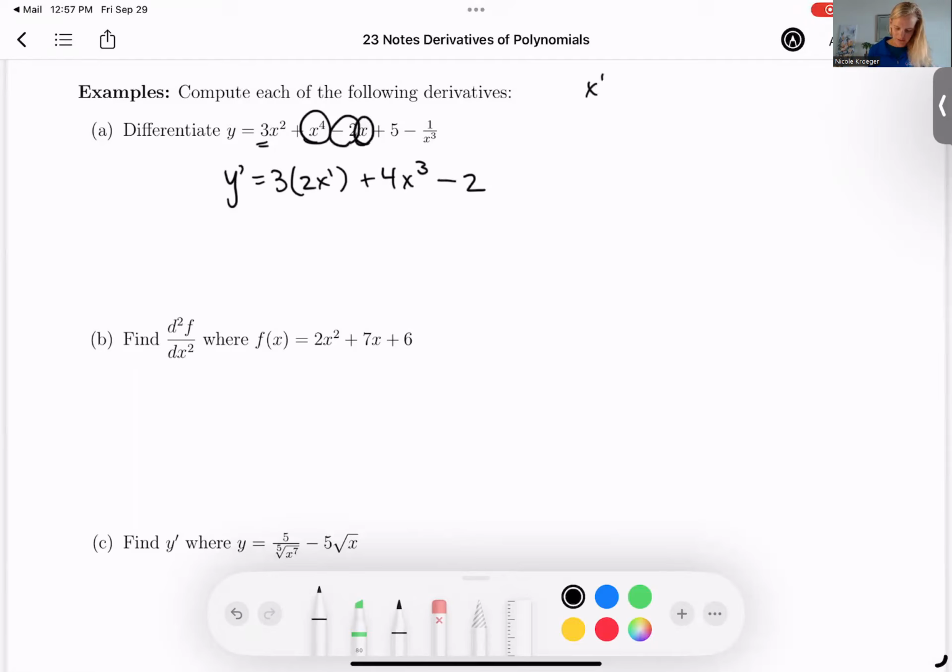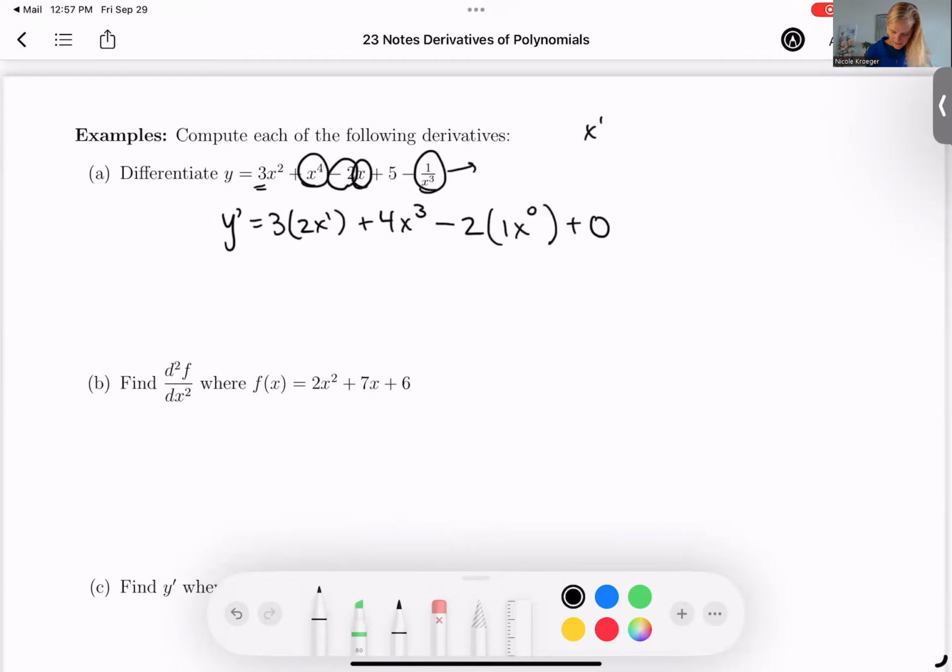X is like x to the first, so we bring the 1 down, we subtract 1 from 1 to get 0. 5 is a constant, so its derivative is 0. And then this last piece we can rewrite as x to the negative 3, so we're going to have minus. The derivative of x to the negative 3 is negative 3x to the negative 4. And so let's simplify this.